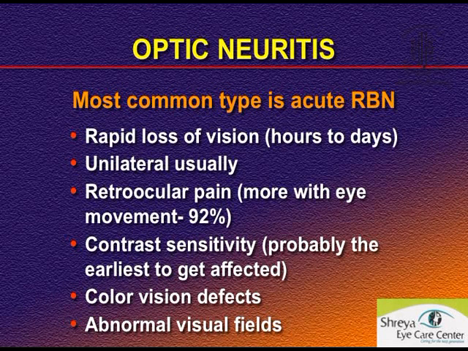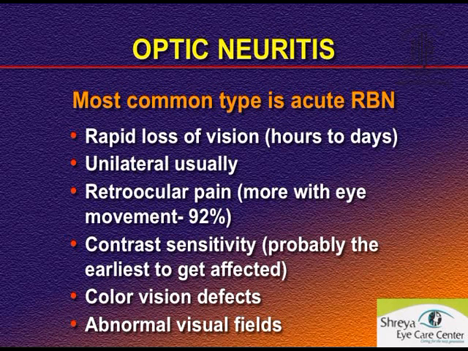Usually the vision loss is preceded by pain. Most of the time, if you take the history, there is a period of about 2 to 4 days of painful eye movements, and suddenly the vision is lost. That vision loss could be marked, or it could be mild to moderate, and it can progress over about a week to 2 weeks.